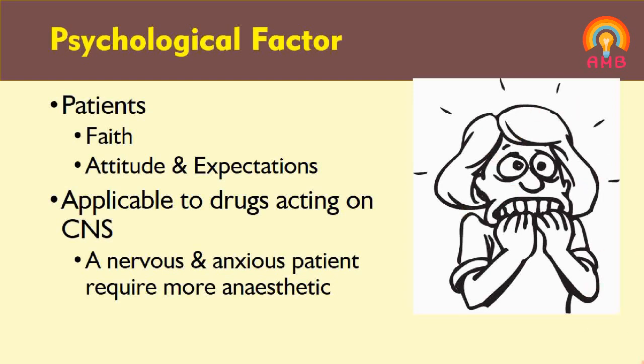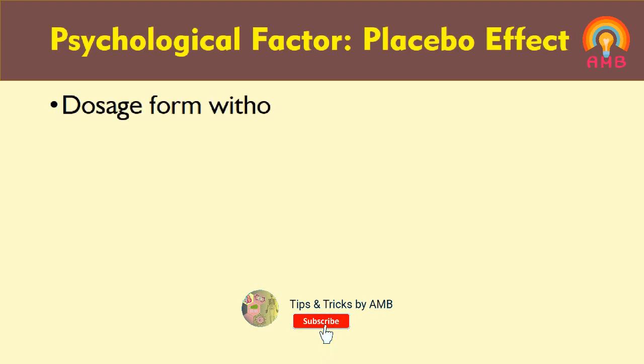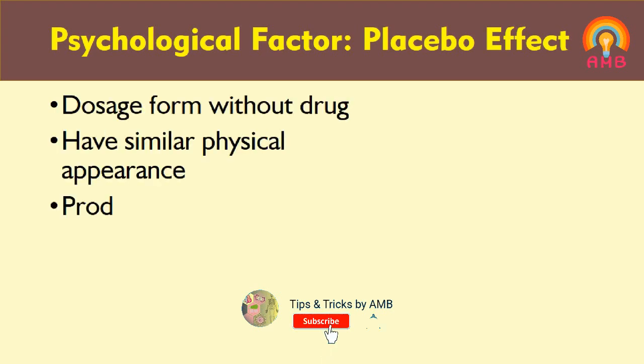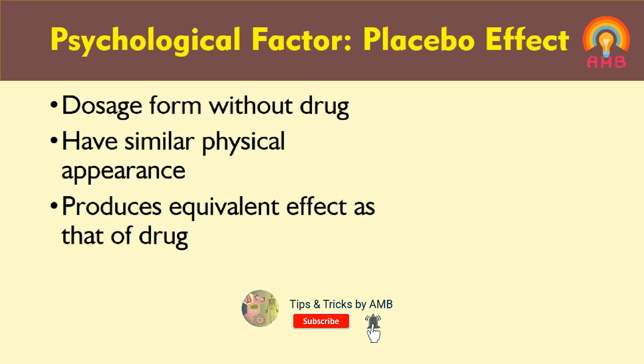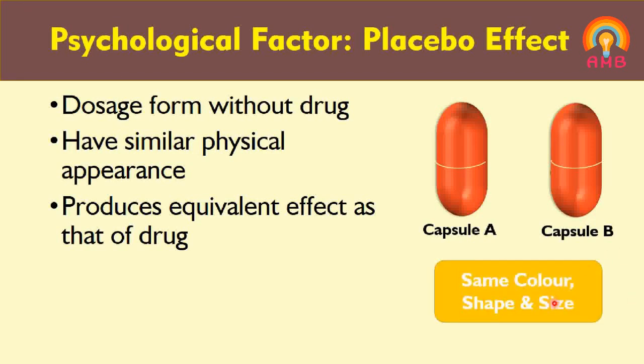Now we are going to discuss a very interesting effect related to the psychological factor, and this is the placebo effect. So what is a placebo? A placebo is a dosage form without drug but with a similar physical appearance to the dosage form containing the drug, and it often produces responses equivalent to the active drug. Here you can see that capsule A and capsule B both have the same color, shape and size. That is, they have the same physical appearance.